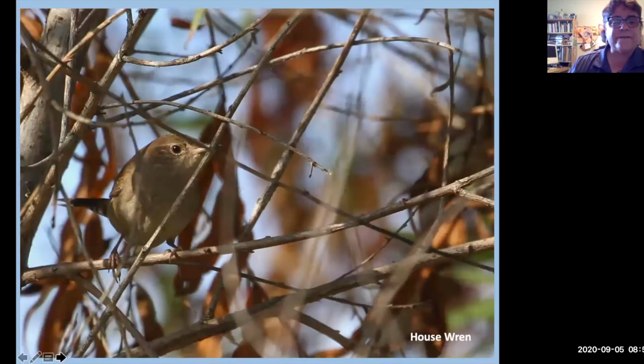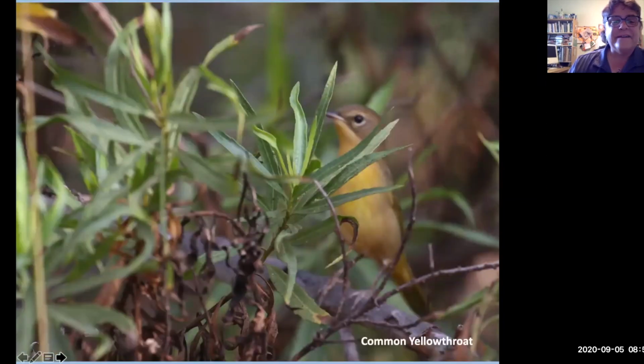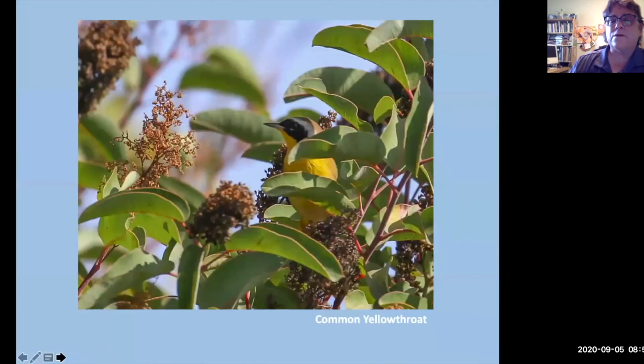This is a house wren, very chatty little guy. This is not a good picture, but I want to put it in here because it's a female common yellowthroat, and I want to let you know that females and males look very different. This one's a male, beautiful masked male.